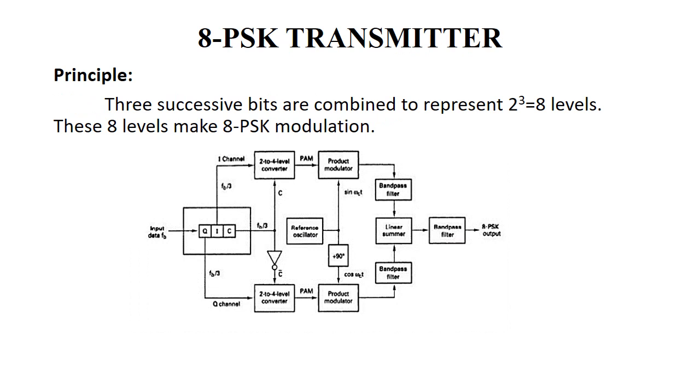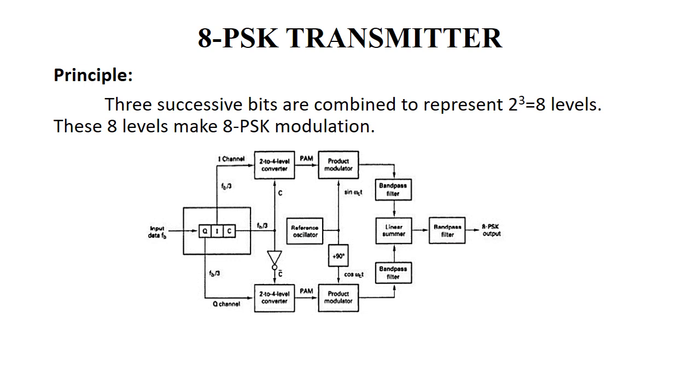Next we are going to see about the 8 PSK transmitter side. So the three successive bits are combined to represent 2 power 3 is equal to 8 levels. So it is known as the 8 PSK modulation. So here the binary data arrives at Fb bits per second. So the demultiplexer will split the input binary data as Bk, Bk plus 1 and Bk plus 2. So note the bit rate of each of Bk, Bk plus 1 and Bk plus 2 is 1/3 of the input data rate, that is Fb by 3.